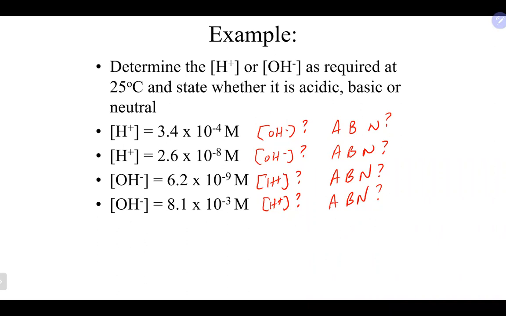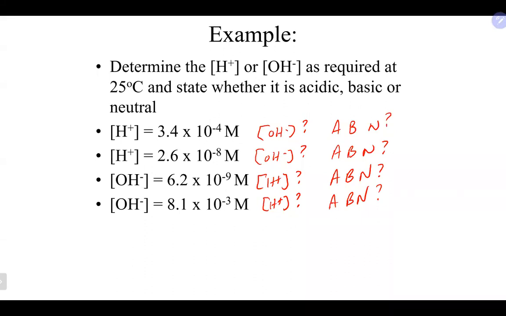So hopefully you started working through that example. If you want, you can take a couple more minutes to finish it up. Again, here we're looking for either the OH minus concentration or the H plus concentration, depending on which one's given to you. And you also want to determine, is it acidic, basic, or neutral? Again, make sure that you do use your exponent button there. And so take another moment or two.